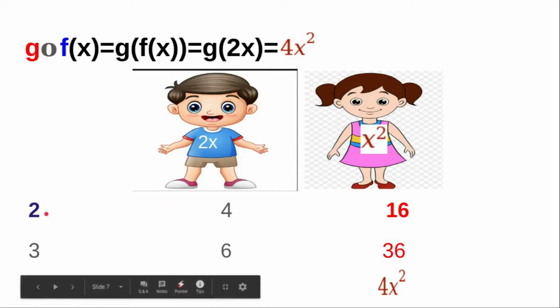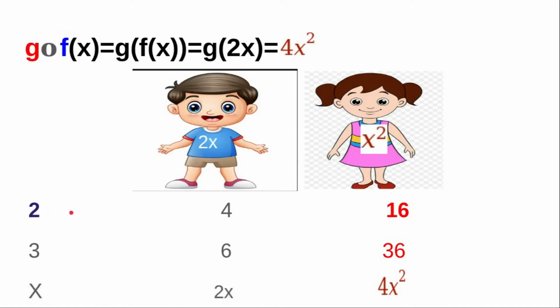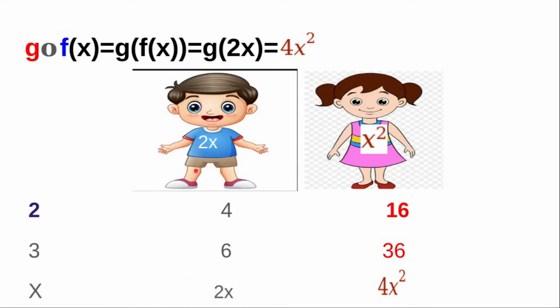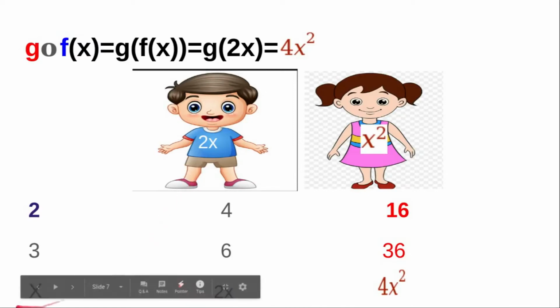Now I am giving a number to the first function, that is f. 2 goes to 4, then 4 goes to 16. Yes, the output is 16. Now I am giving the number 3 to the first function: 6, then 36. Now I am giving another variable x: 2x, then 4x square.